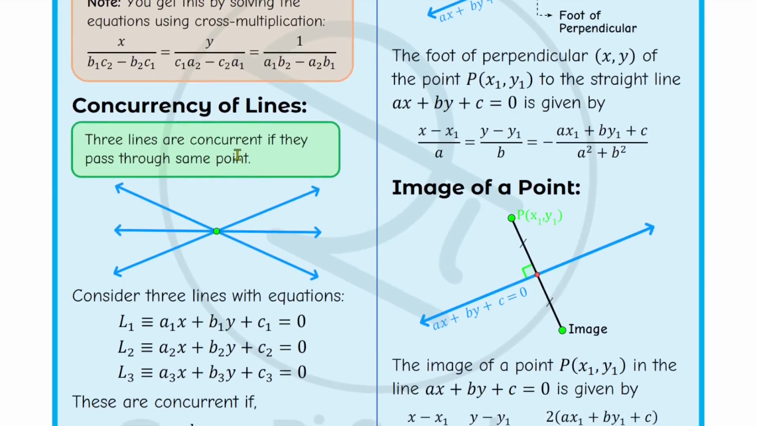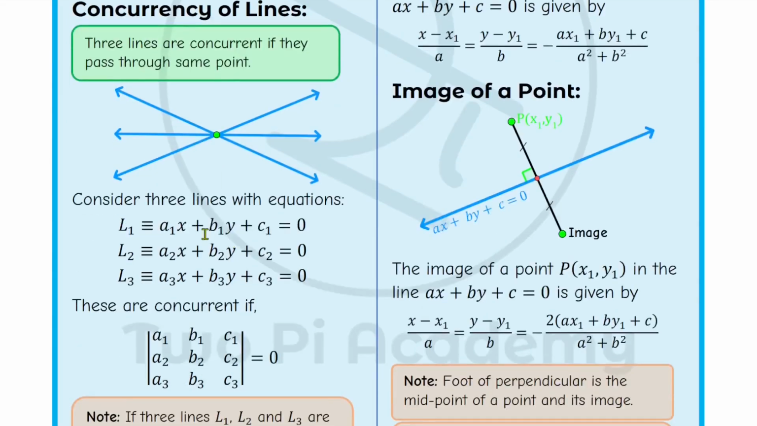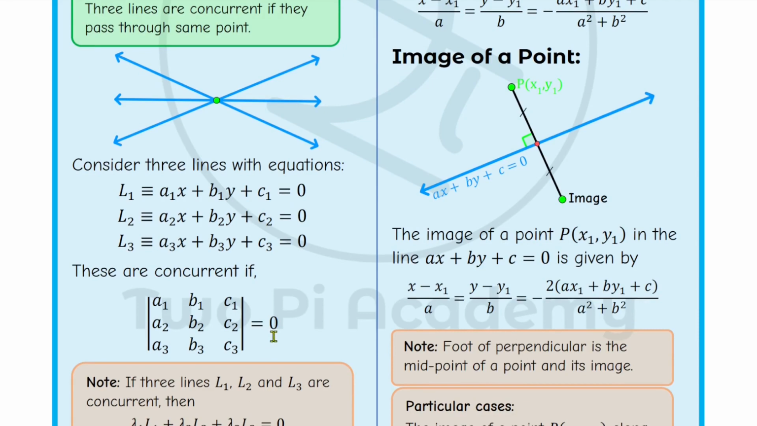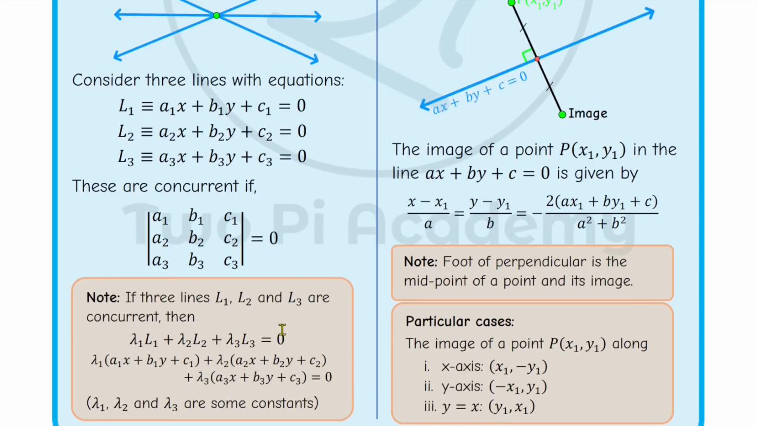And then we have concurrency of three lines. Three lines are concurrent if they pass through the same point. So let's say the following are the three equations of the lines L1, L2 and L3. If they are concurrent, then the following determinant will be 0. And another thing is that if three lines L1, L2 and L3 are concurrent, then lambda1 L1 + lambda2 L2 + lambda3 L3 = 0. That is, if you multiply the three equations by some constants and add them, you get 0.